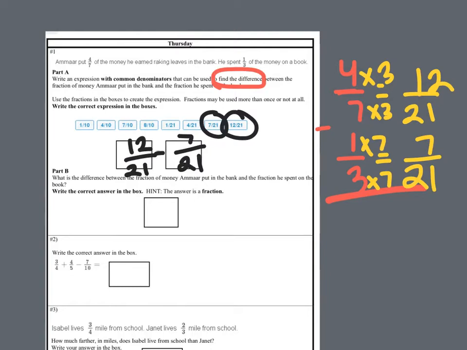Part B. What is the difference between the fraction of money Amar put in the bank and the fraction he spent on the book? Write the correct answer in the box. Hint, the answer is a fraction. Well, all I have to do is subtract now because we did the math already. Now it's 12 minus that 7, which is going to be 5 over 21. And that's it. That's our answer. Actually, no. It cannot be simplified, so the answer is just 5 over 21. That's how easy part A and part B is for number 1.